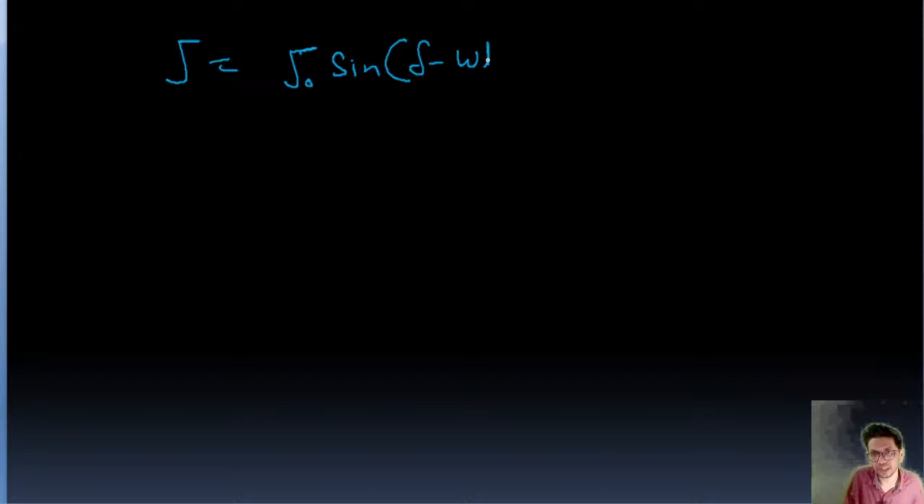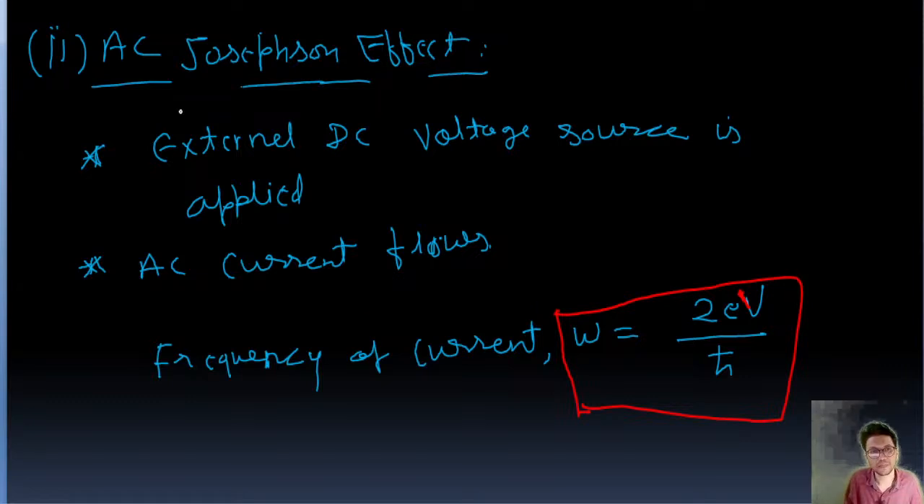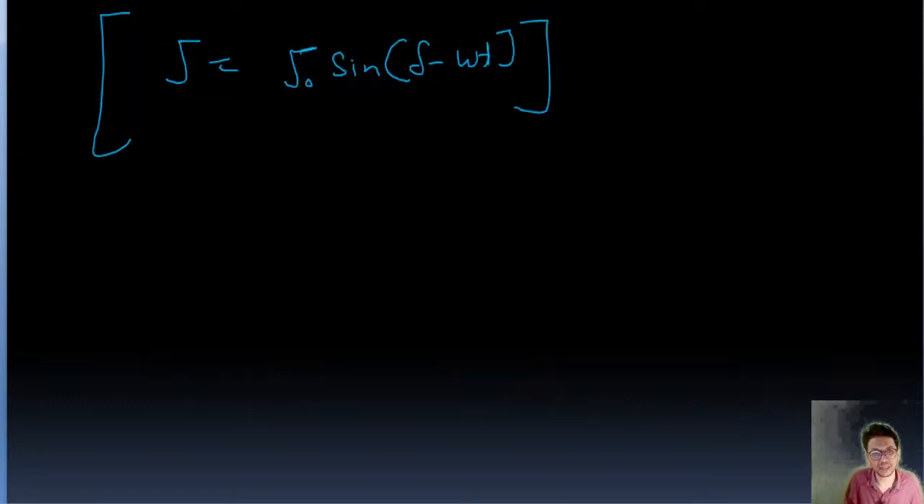Next, in the case of this AC Josephson effect, J is equal to J naught sine of delta minus omega t, where omega is the frequency, which I have already explained. So this is the AC Josephson effect, guys.